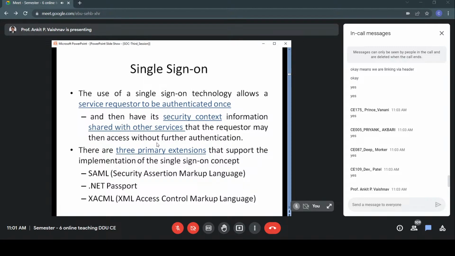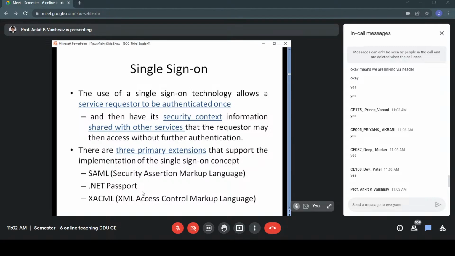So which are the practical implementations of this concept? It has been implemented in three ways by different vendors. The first is SAML. The full form is Security Assertion Markup Language. Like in XML, we have this another markup language that is specially designed for embedding special identifiers for security context.